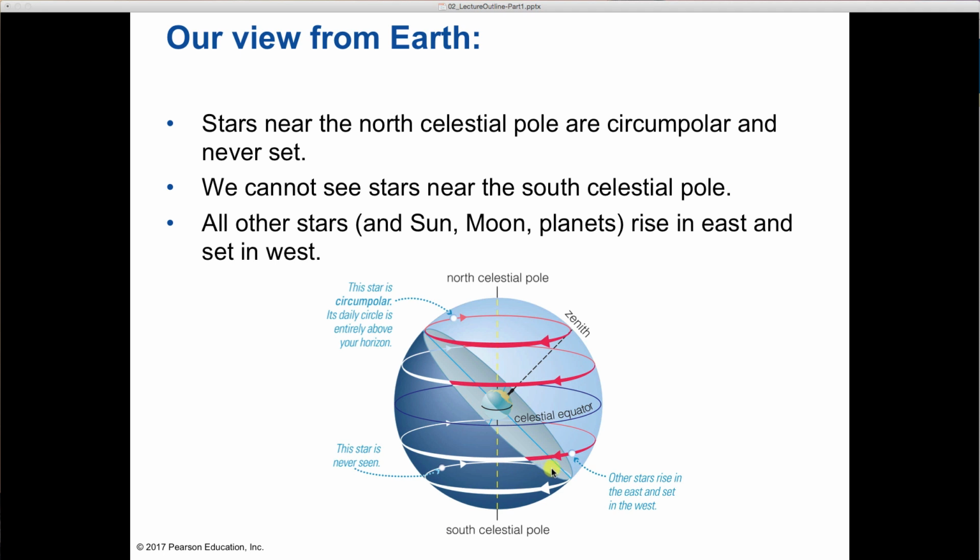And then there could be some stars that are in the southern part of the sky. If we're in the north, there could certainly be stars in the south that never actually rise above our horizon. We can simply never see them. We'll never see these stars down here.